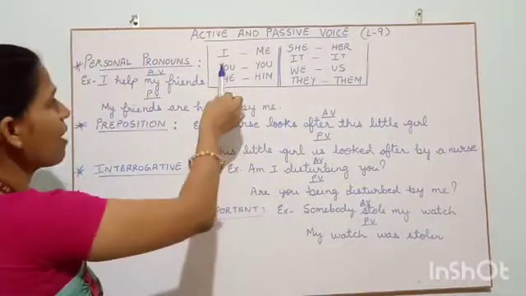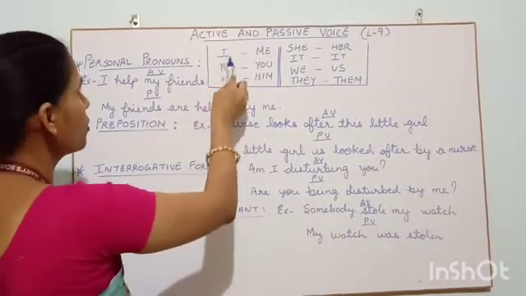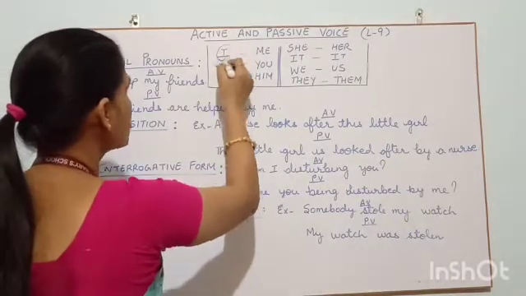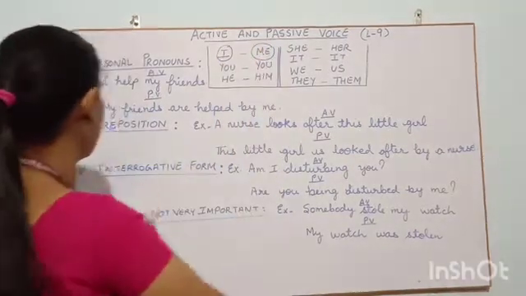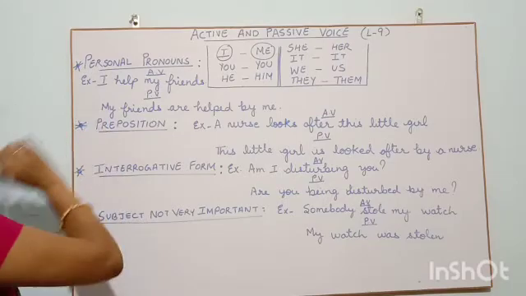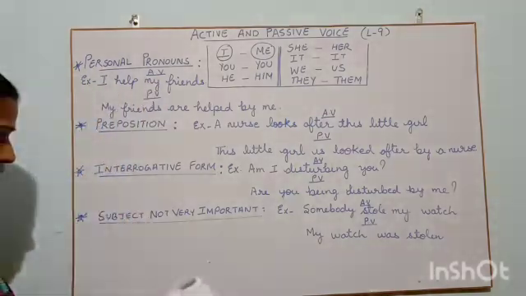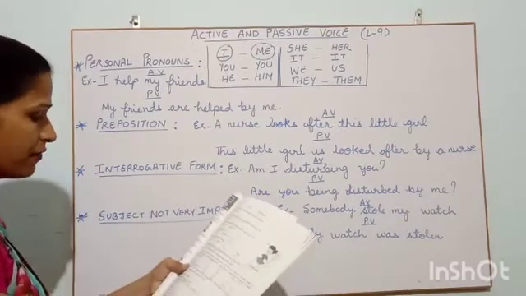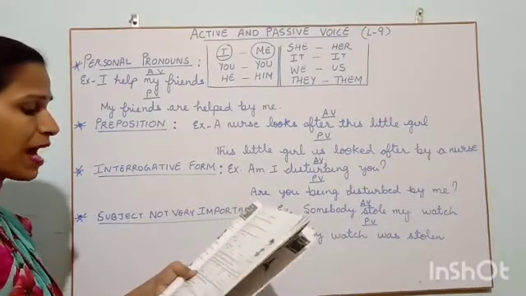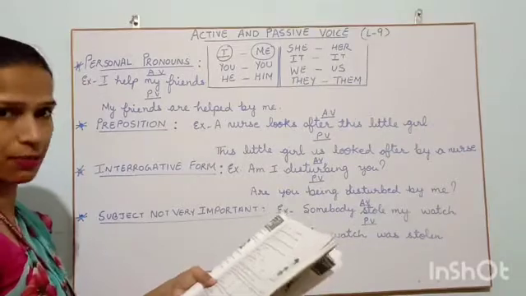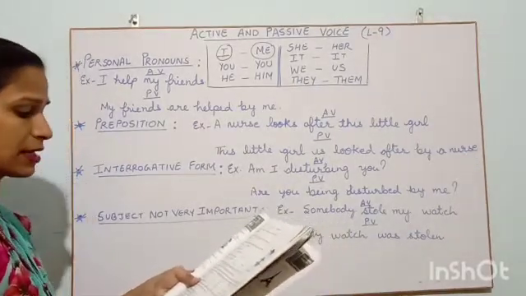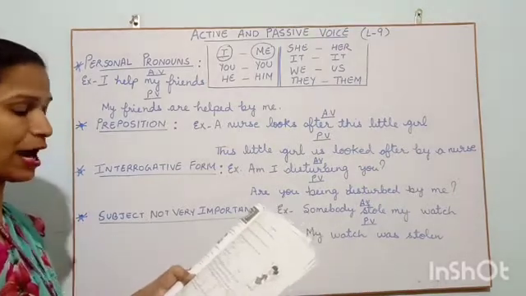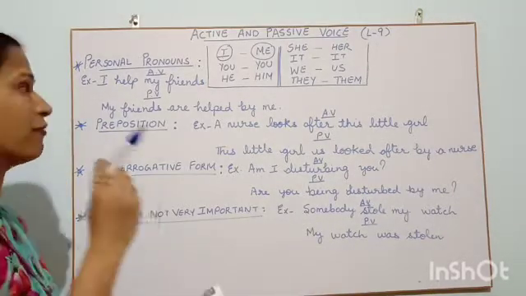So let's have an example with the word I, and see how it will change from I to me. See, one example I have written for you, regarding your personal pronoun. This is the first point on page number 65. Sometimes we may have a personal pronoun for the subject or the object in the sentence. While changing the voice, you have to handle that very carefully.